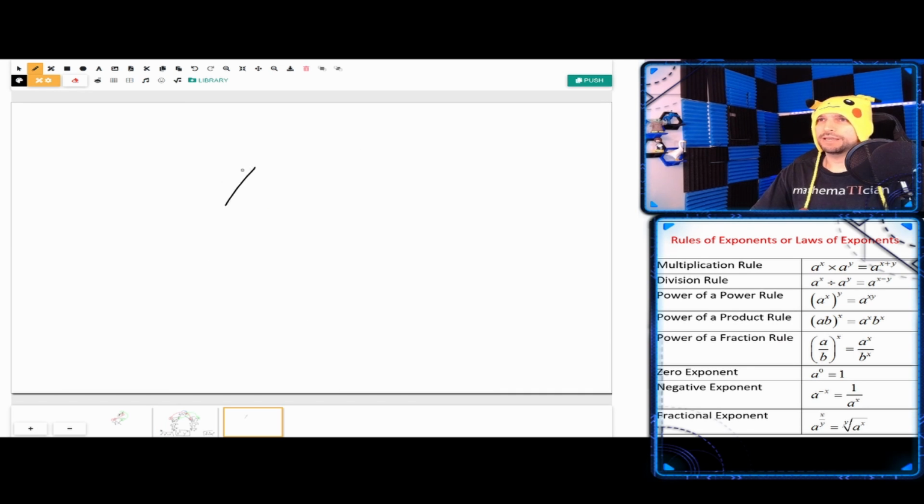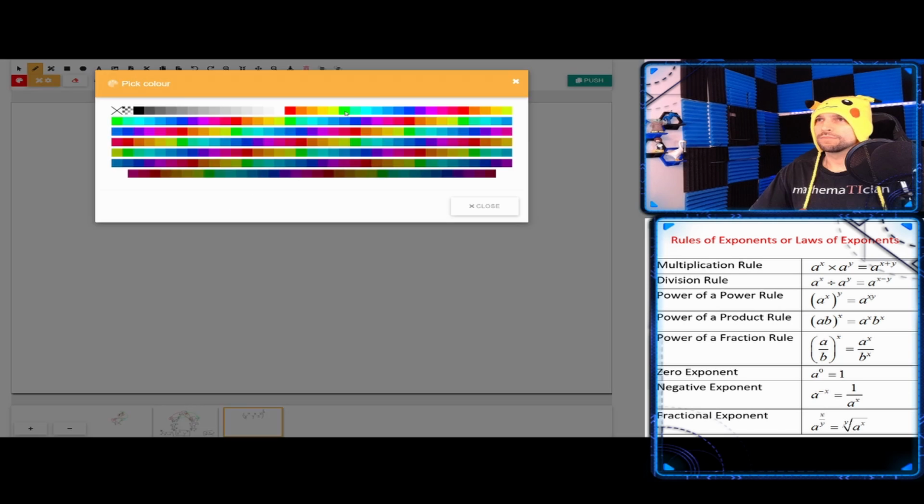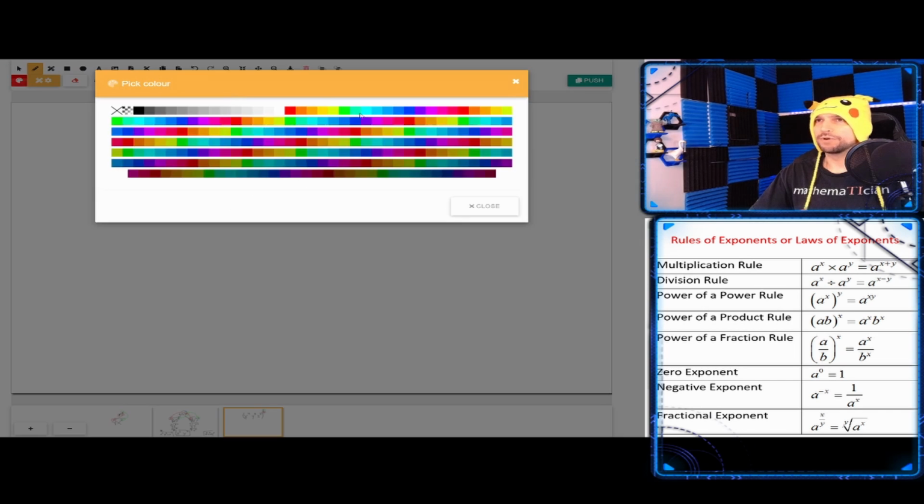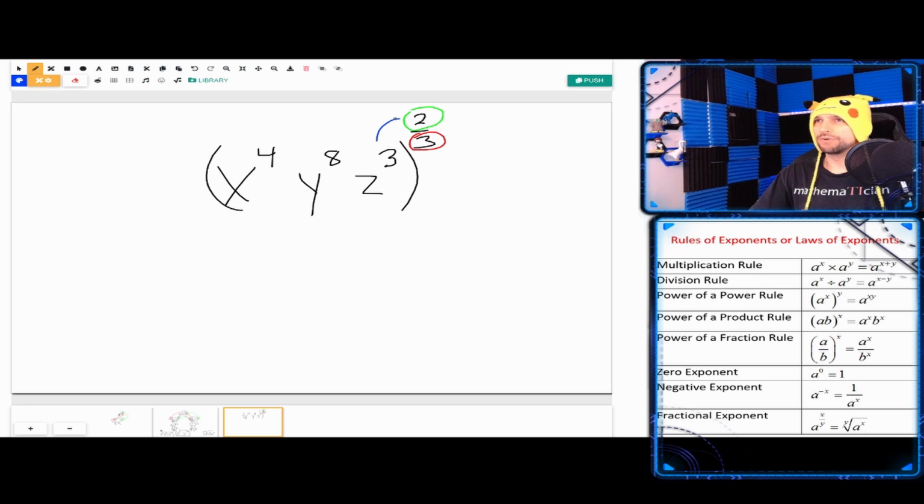So let's say we had x to the 4, y to the 8, z to the 3, all of that taken to the 2/3 power. Remember, numerators make things bigger, denominators make things smaller, and this power is going to be working on each of these individual components. That's going to get distributed to all of these factors, the x's, the y's, and the z's. Let's do the x's first.